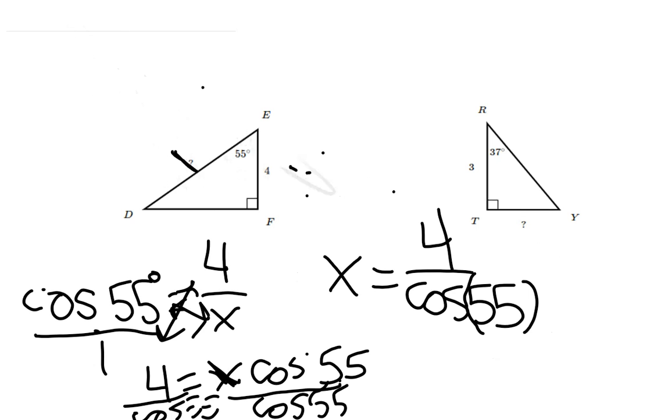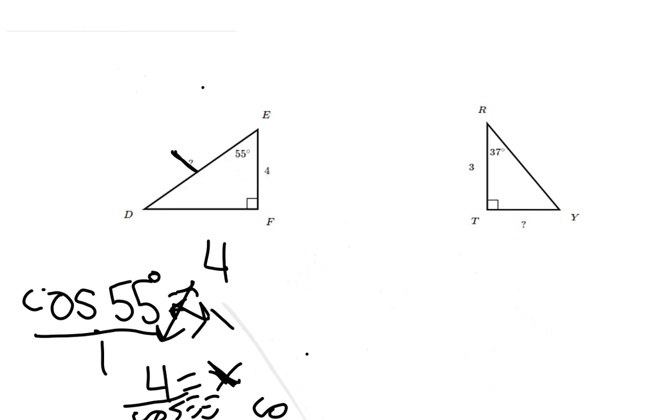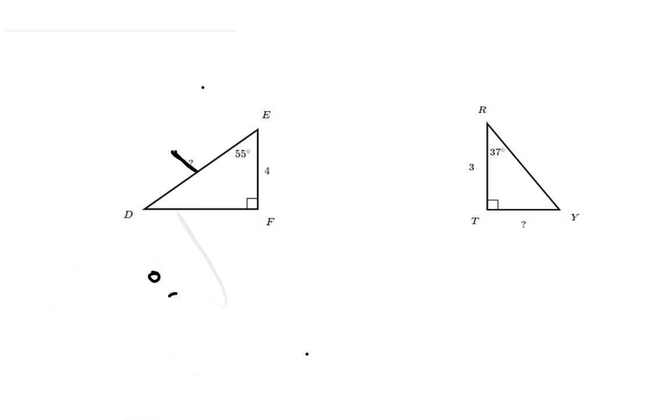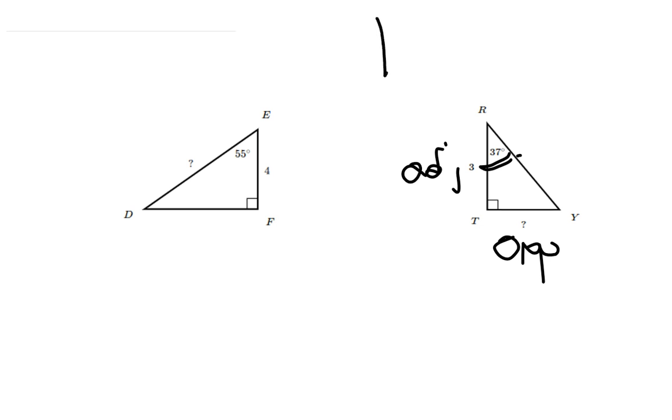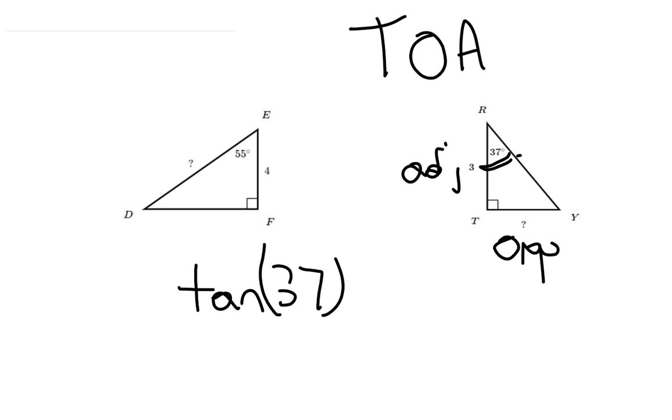Now looking at the second problem we have here. I've got another right triangle, so I know I can use my trig. I have an angle, I have the adjacent, and I'm looking for the opposite. If I have the adjacent and the opposite, remember tangent relates the opposite to the adjacent. So I can say that the tangent of 37 is going to be equal to my opposite, which I don't know, over my adjacent, which is 3. Now these ones are going to be easier to solve for x. To solve for x, multiply the right side by 3, get rid of that.